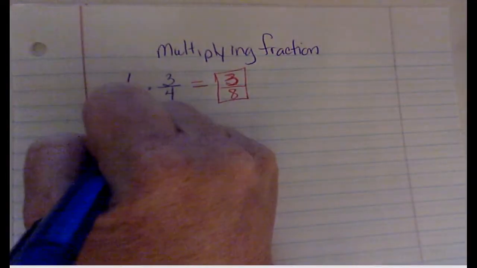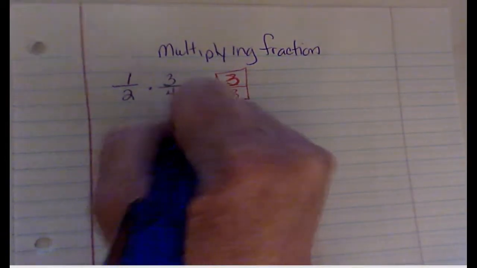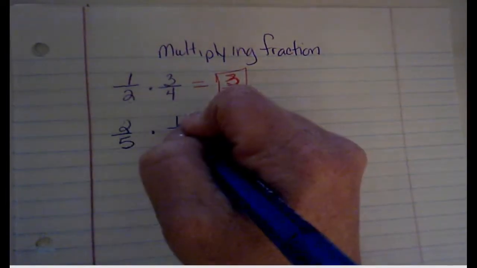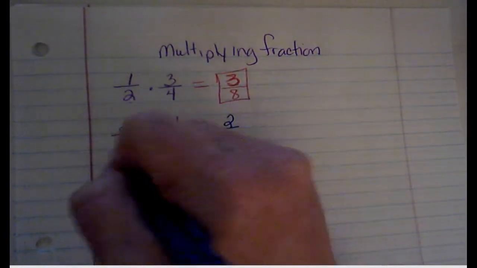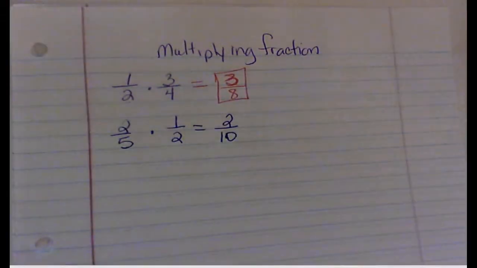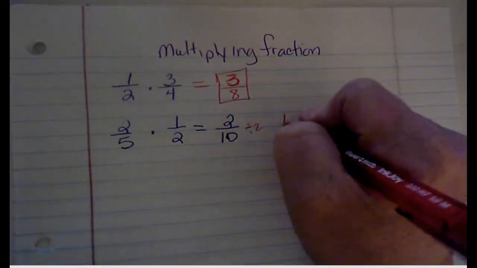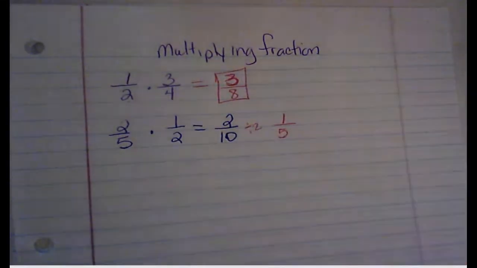Let's try 2/5 times 1/2. 2 times 1 is 2. 5 times 2 is 10. Now I can simplify this. I can divide both of these by 2. 2 divided by 2 is 1. 10 divided by 2 is 5.